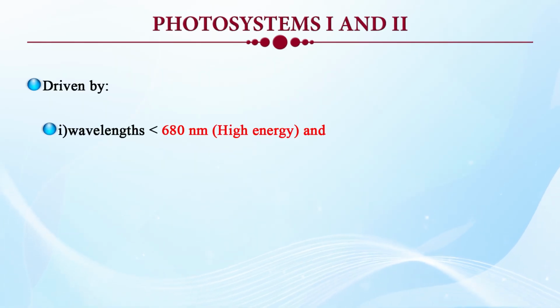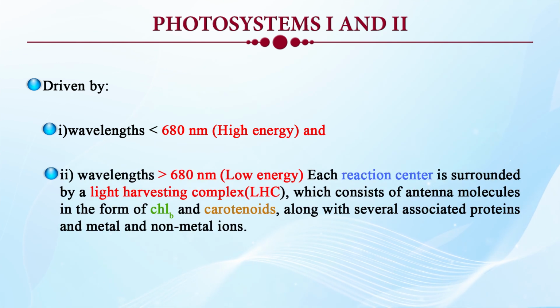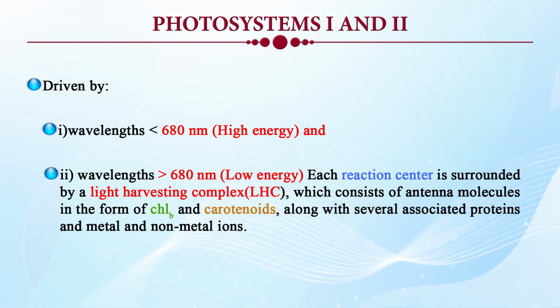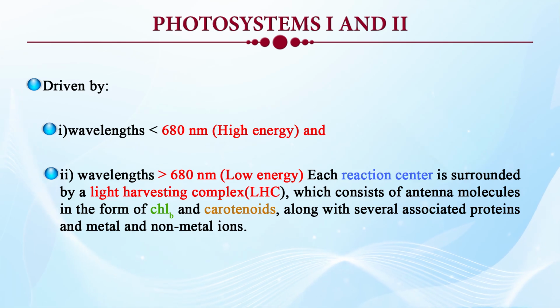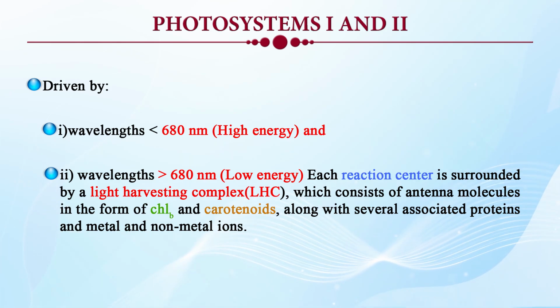As I said earlier, one is less than 680, which of course has higher energy, and one is in the higher ranges of red, which is greater than 680 nanometers. Obviously, it has a higher wavelength, so it has low energy. And of course, these are the chlorophyll molecules which are now surrounded by carotenoids and the other accessory pigments. Chlorophyll molecules may have different absorption maxima.